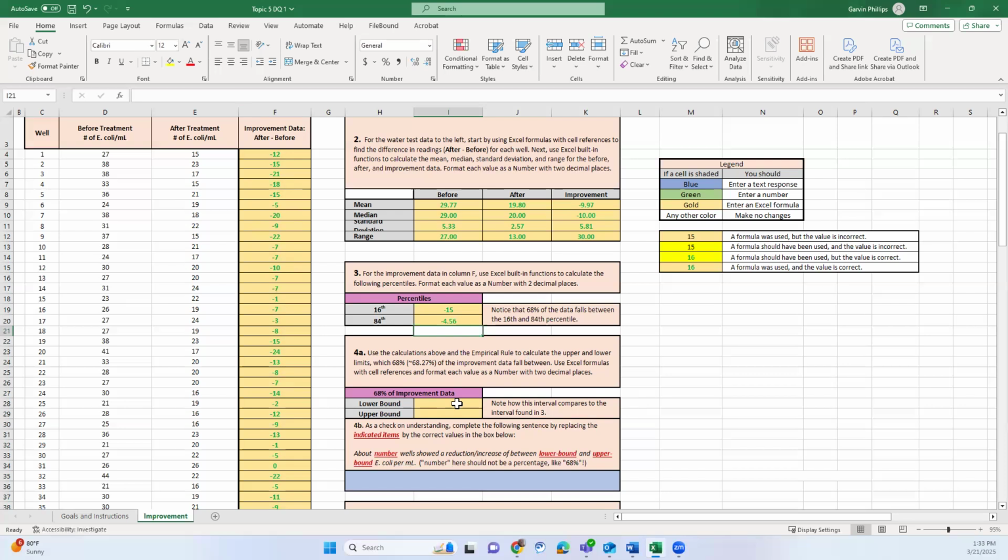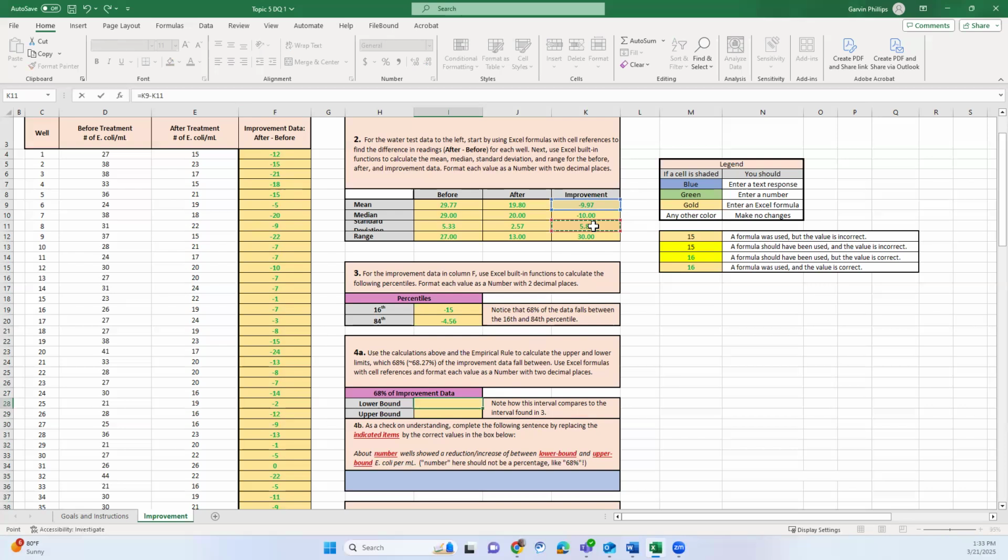So I start with my mean for this data. Now remember, we're looking at the data of the improvement. My mean is up here, so I click that cell. And then because I'm looking at the lower bound, I'm going to lower it minus my standard deviation. So I'm taking away standard deviation, and that's because I'm creating a lower bound.